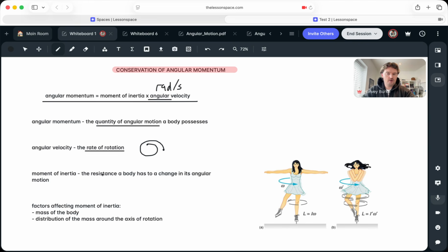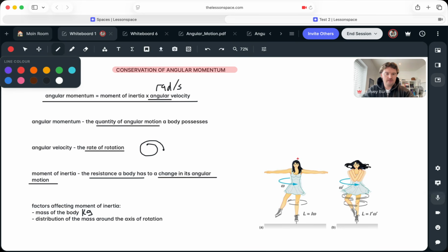And then moment of inertia, this is the resistance a body has to a change in its angular motion. And what that means is if something isn't currently spinning, it'll have a resistance to being spun. Or if it's already spinning, let's say at 10 radians per second, it'll want to continue at that rate. It won't want to speed up or slow down. A moment of inertia depends on two things. It depends on the mass of the body, which is measured in kg, and then the distribution of the mass around the axis of rotation.